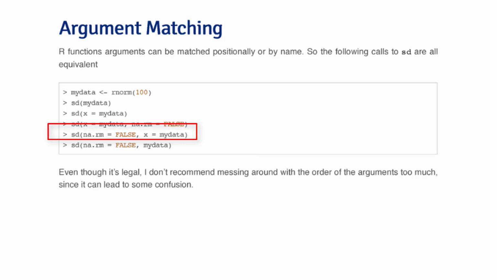So for example, I could reverse the order of the arguments here, say na.rm equals false first, and then say x equals my data second. And that will produce exactly the same results because I have named the arguments.